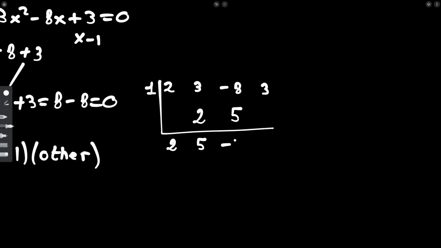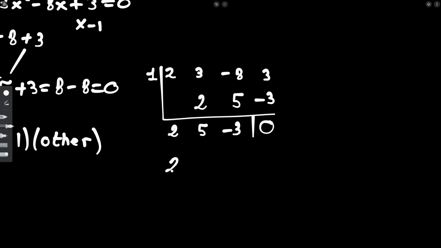-8 plus 5 is -3. -3 times 1 is -3, so you put the -3 here. And we have here that 3 plus -3 is 0. So our final answer is 2x squared plus 5x minus 3.